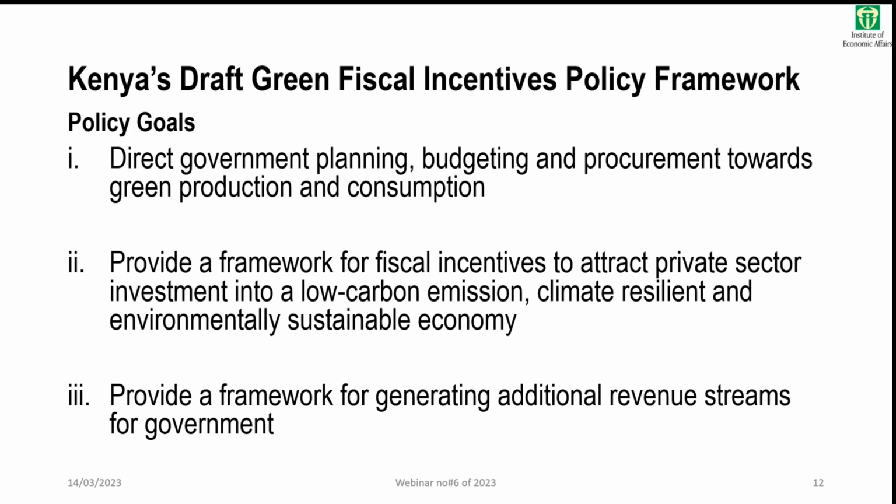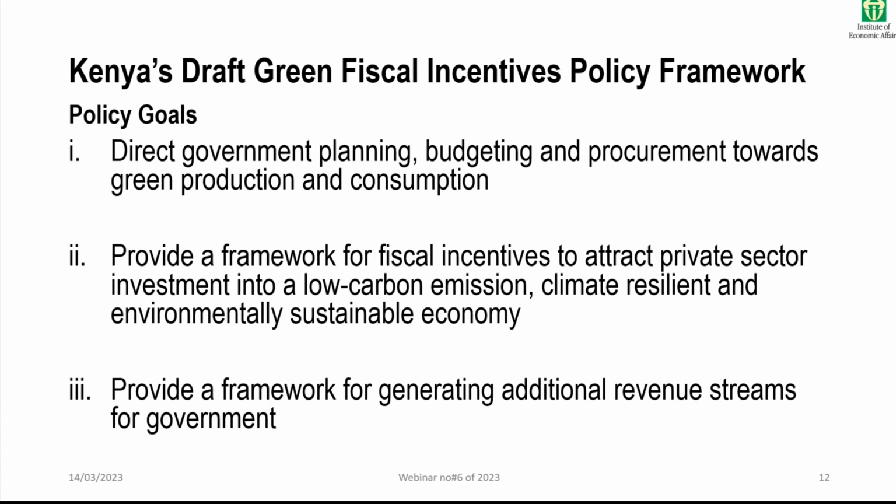The second is to provide a framework for fiscal incentives to attract private sector investment into a low carbon emission, climate resilient, and environmentally sustainable economy. I think this is also consistent with fiscal incentives because, as we say, a taxation for carbon and using the fiscal instruments that we spoke about, our preference is a carbon taxation. I think this accommodates. So we are trying to audit the document for what extent it suggests that carbon taxes would be part of the portfolio or included in the policy framework the government adopts.